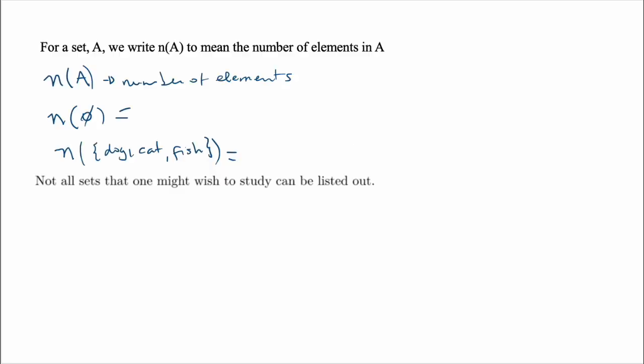Okay, so let's first of all define a nomenclature that we use to write the number of elements in A. So n of A is this nomenclature, the way we point out that this is the number of elements inside set A. So n of A means the number of elements inside set A, right?